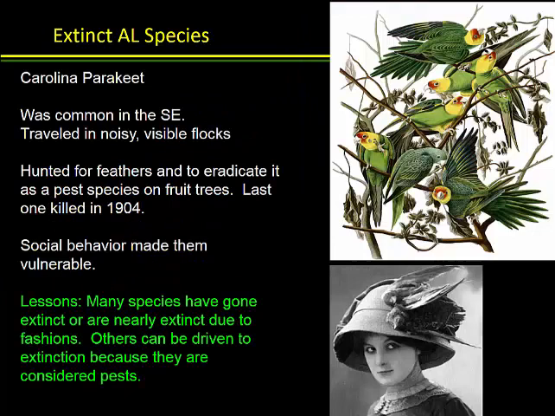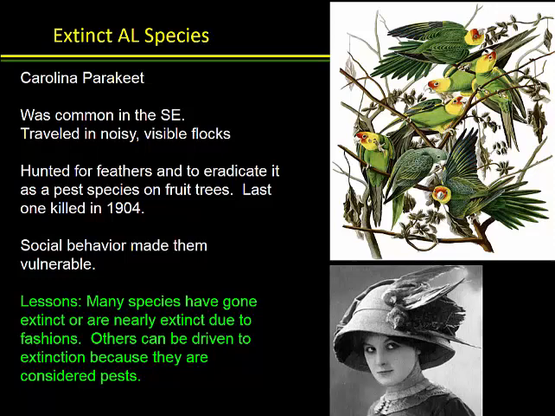Another example of a bird that we lost in Alabama and other parts of the Southeast is this bird. This is the Carolina parakeet. They used to thrive throughout the Southeast. They traveled in noisy flocks, much like you'd see in parts of the tropical world today. They were hunted at first because they would go into fruit orchards and eat or damage the fruit, and because that would ruin the crop, the orchard owners would shoot these birds.